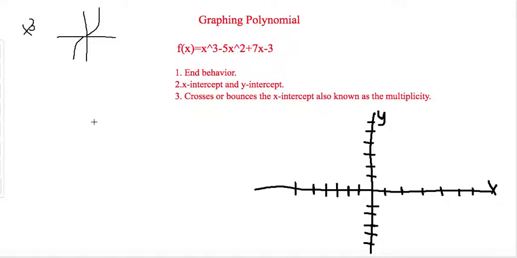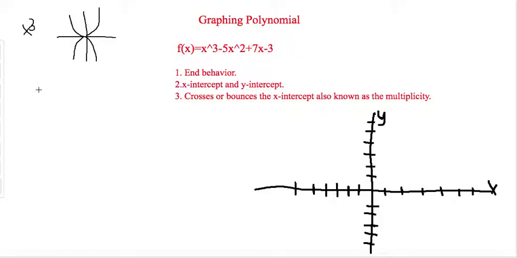Now we have to notice that the coefficient is just 1. There's an invisible 1. We don't care about the number, we only care if it's positive or negative. In this case, it's positive. If it was negative, there's a reflection, so it would look something like this. But since it's positive, we only care about this.